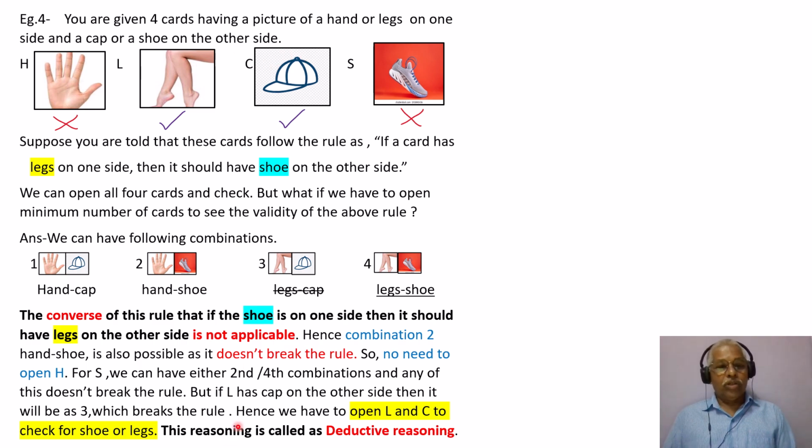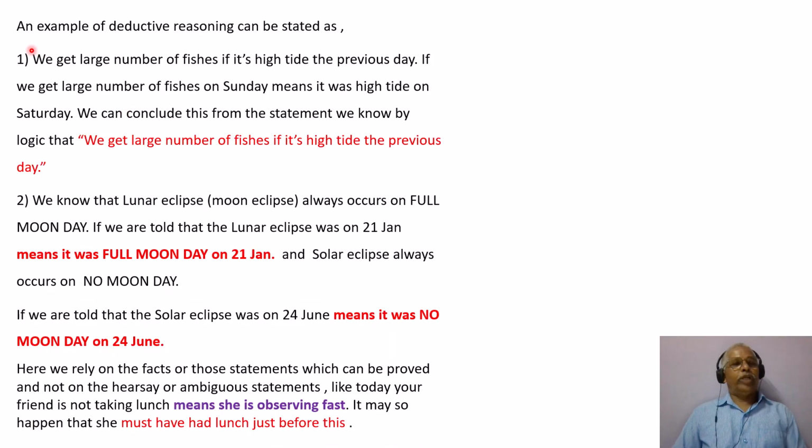Now, this type of logic we have used is called deductive reasoning. So let us repeat some examples of deductive reasoning we have seen earlier. First one, we get a large number of fishes if it's high tide the previous day. We have this statement. If we get a large number of fishes on Sunday, it means it was high tide on Saturday.